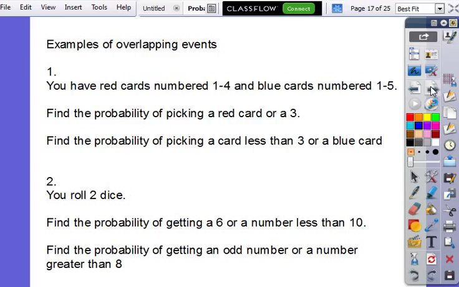Probability of getting an odd number or a number greater than 8. Well, I can get an odd number like 1, 3, 5, 7. Or I can get odd numbers like 9 and 11 that are greater than 8. So when it overlaps, you need to be able to understand that. All right? Are we good on that?